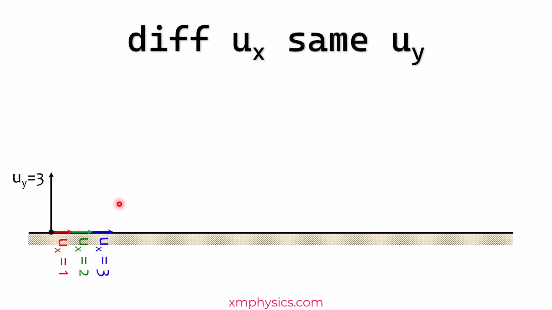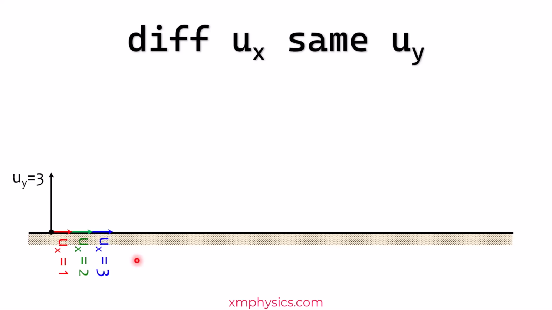So what we are going to do here is we are going to have three projectiles, all with the same initial vertical velocity, but different horizontal velocities. So the first one will have ux equals 1 unit, and the second one will have ux equals 2 units, and the third one will have ux equals 3 units. So pause the video, make a sketch of the three projectiles, and then come back when you are ready.